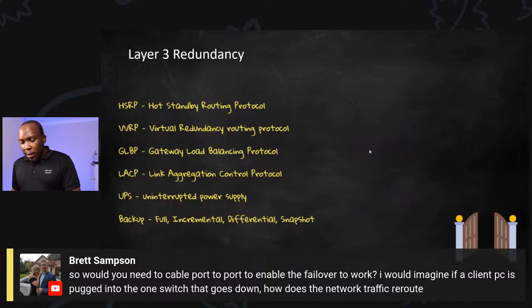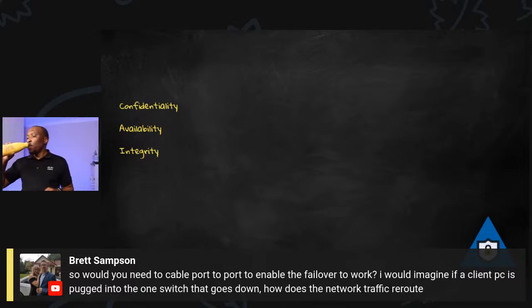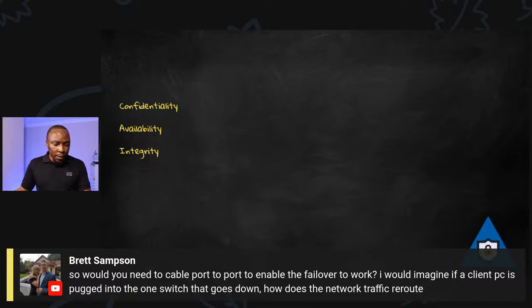All right, so let us see. Okay, so that is high availability. Now we're looking at security. We are looking at network security. How do we secure our networks? What are the components that are required in order for us to secure our networks?